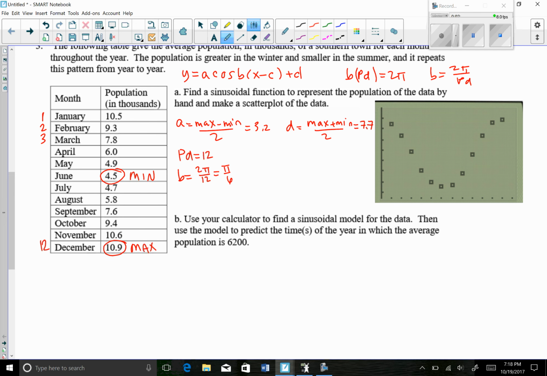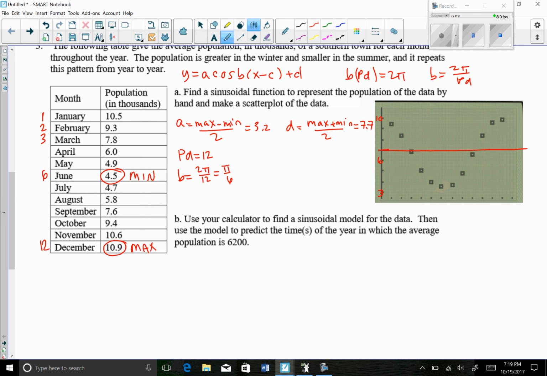So looking at my graph here, if I think about my midline, 7.7, it would be somewhere in here. Because my graph started at 3, this would be where our midline's at. So it looks like, and we know from June, the fact that June is the 6th month, it looks like that would be at a minimum point and this is a maximum. So I'm actually going to use that point right there to help me write my equation because it looks a little bit easier.